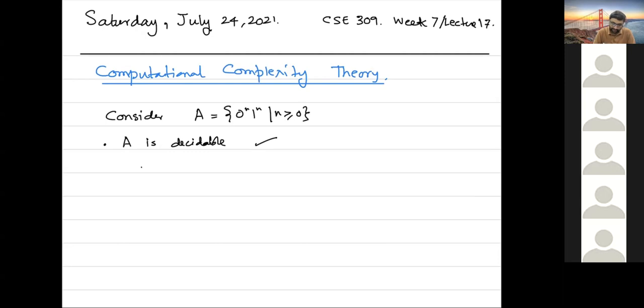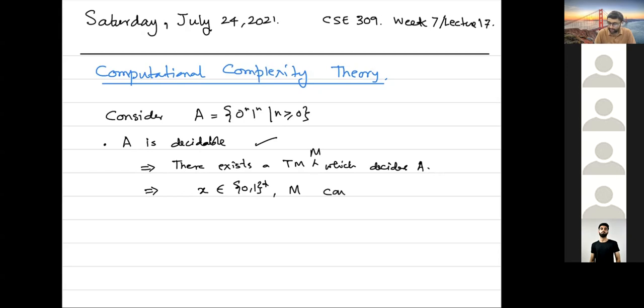So if it is decidable, it means that there exists a Turing machine which decides A. Which in turn means that for any x that is a string of 0, 1, right? Let's say we call the Turing machine M, and M can answer the membership queries. So we know what the meaning of decidability is.